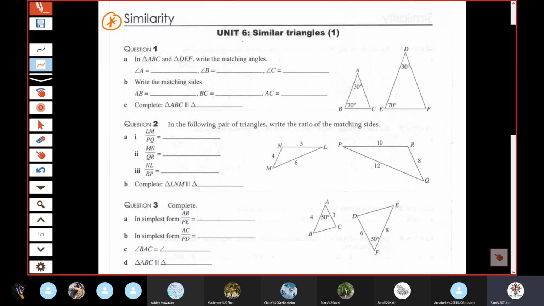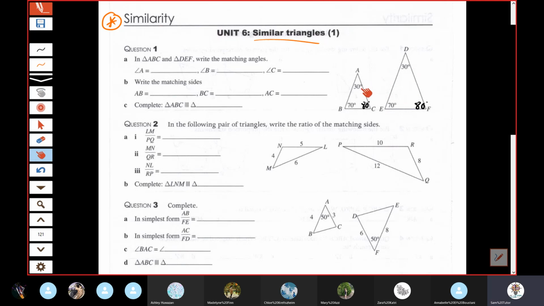Okay, similar triangles. The idea of similar triangles is literally what the name says. You've got two triangles that are similar, and the reason they're similar is they have the same angles. So if that's 70, 30, that's 100, which means this one's 80. Well, this one's also 80. But they're not equal triangles.